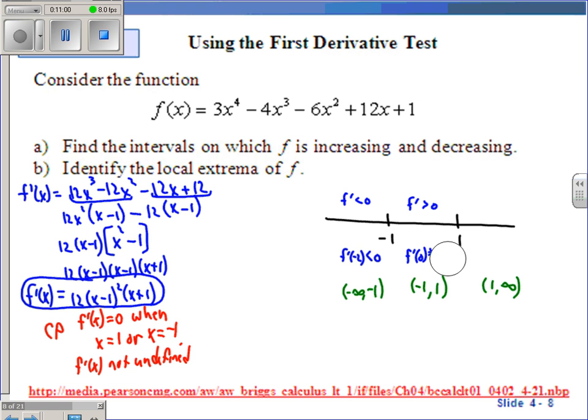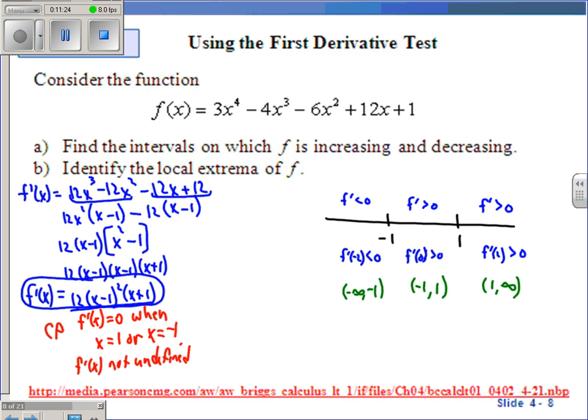And now I'm going to pick something in the interval from 1 to infinity. And I'm just going to go ahead and just pick 2. So f prime of 2, put 2 into your derivative. I have 12 times 2 minus 1 squared is positive. 2 plus 1 is positive. This is just going to be positive.